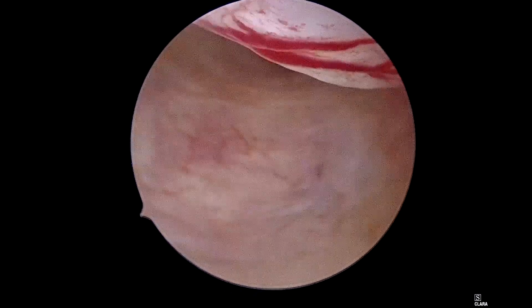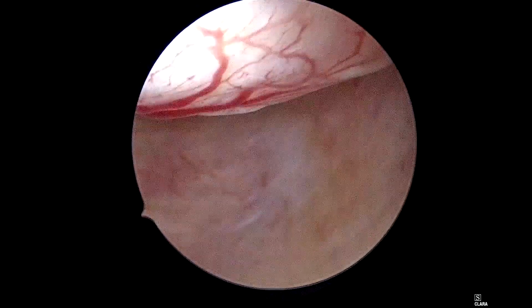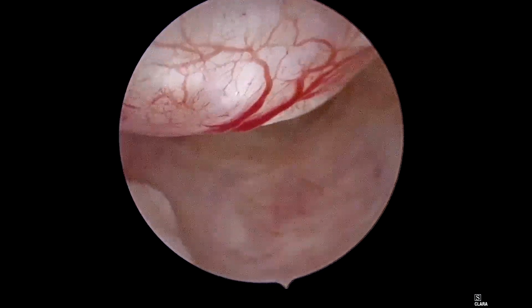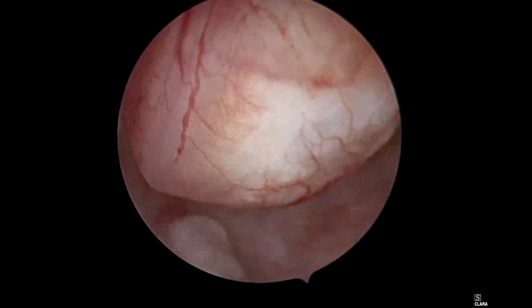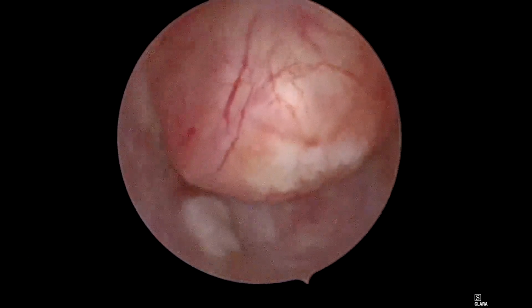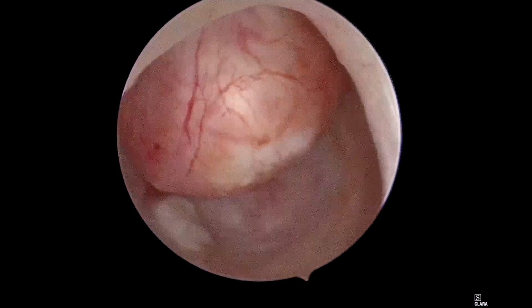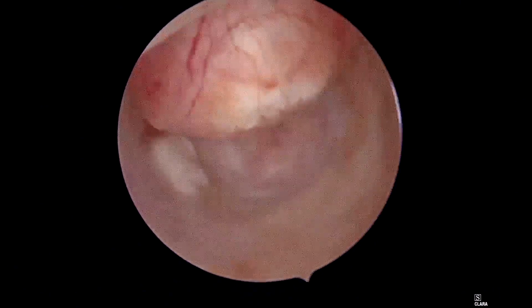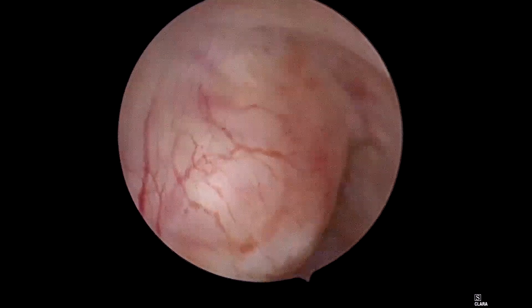Don't go quickly. Give a chance for the water to go before you. The distension medium was saline, and I was using the 26 French bipolar resectoscope. The myoma is average, not big. I can say it's something like 2.5 to 3 centimeters, and the location is fundal.